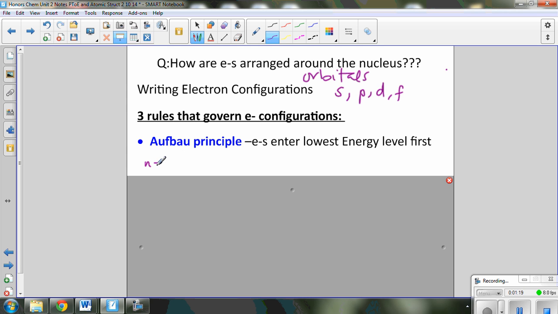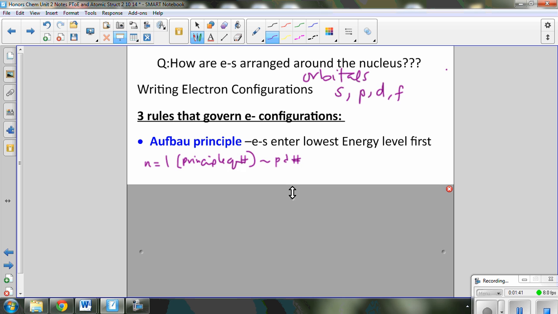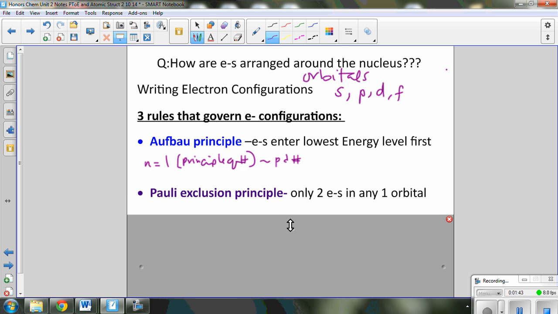So when we said n is equal to 1, that was also the principal quantum number. I'm just going to put Q number. And then we also said it was kind of like the period number. And so the period number is what we're going to be referencing a lot today. So we always start from 1 and then go up to n is equal to 7. Don't start at 7 and then go to 4 and then 5. So that's pretty logical.